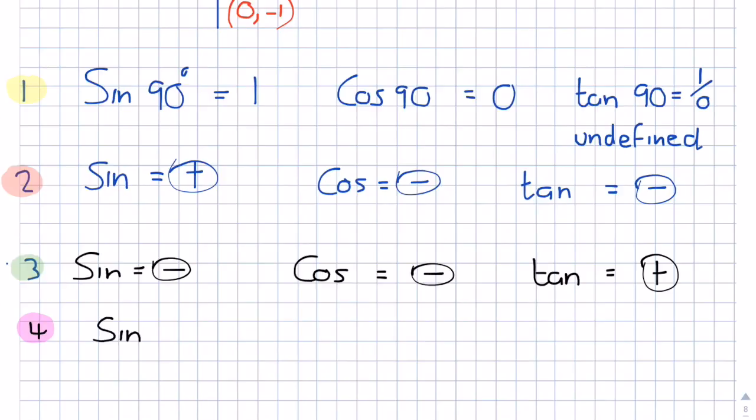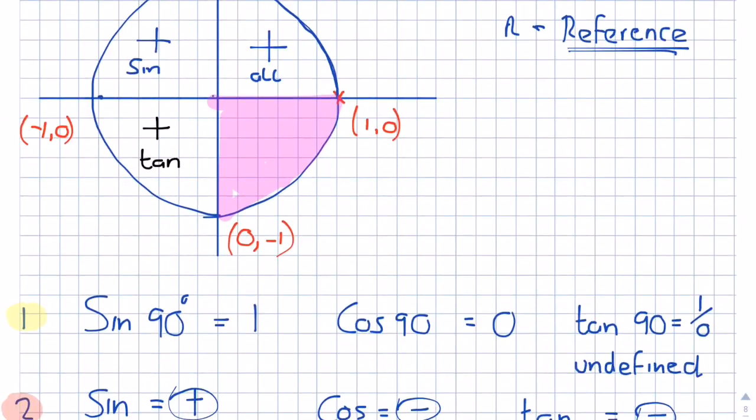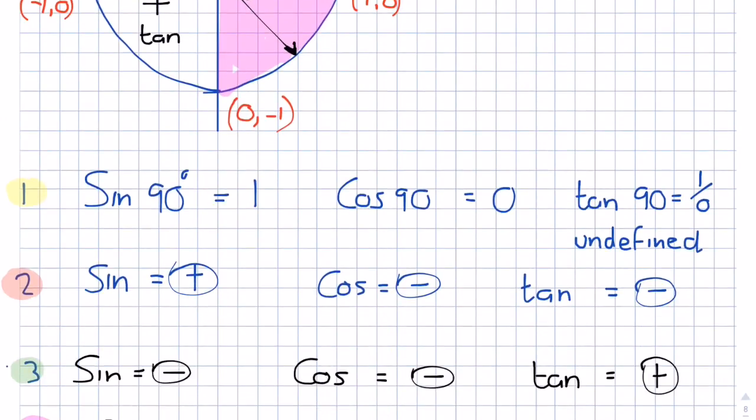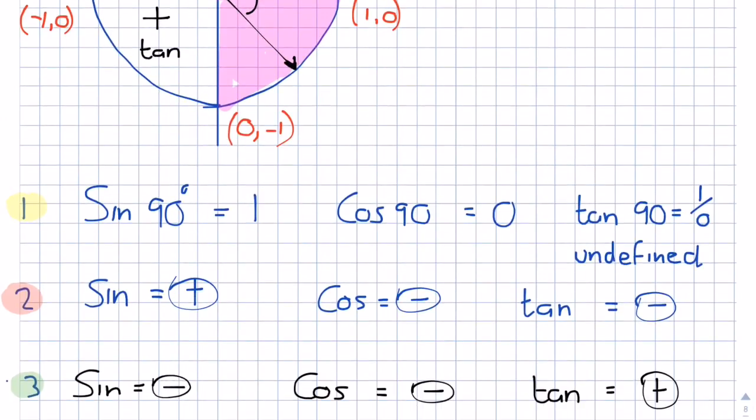Sine is our y coordinate. And let's pick any angle, this angle here. Well, our y coordinate is going to be negative. In quadrant 4, y will be negative. Our cosine is our x coordinate, which will definitely be positive in quadrant 4. X is a positive number at this point on the axis.